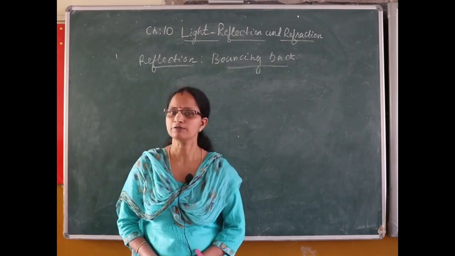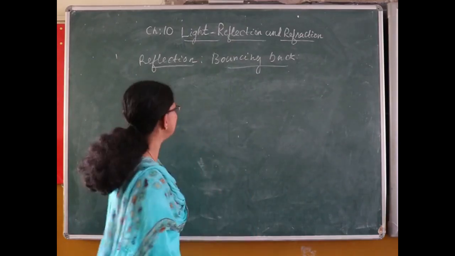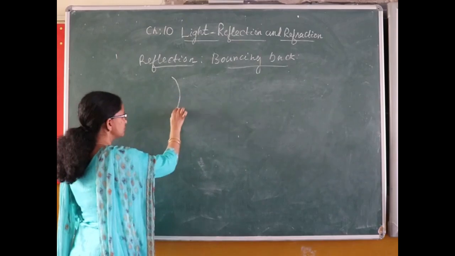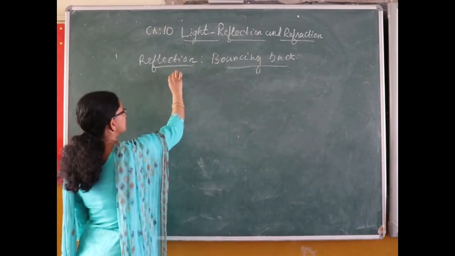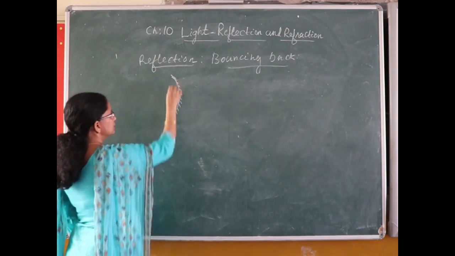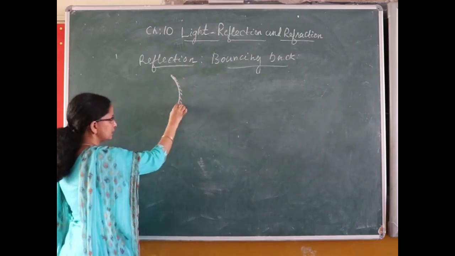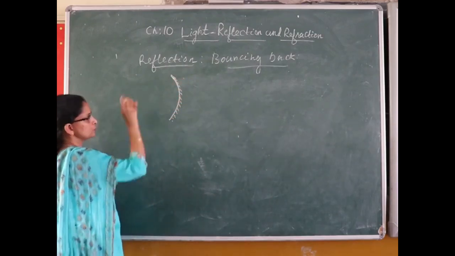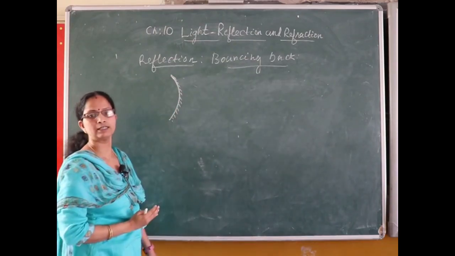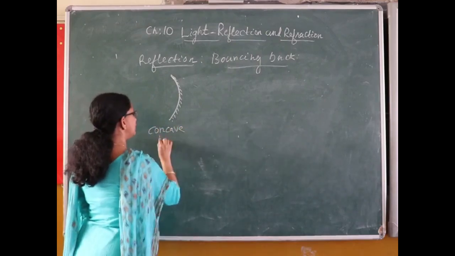If the reflecting surface is curved inward, it is known as a concave mirror, such as if we draw that reflecting surface like this. The other surface is opaque, and this curved inward surface acts as the reflecting surface. So the mirror in which the curved inward surface acts as the reflecting surface is known as a concave mirror.